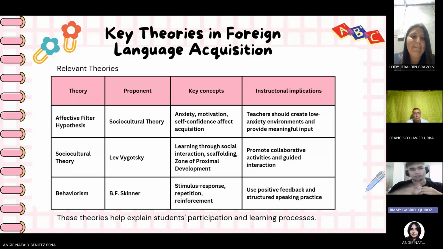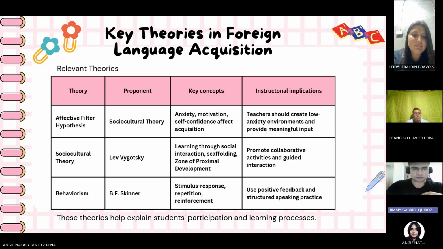Thank you. Here I'm going to talk about the key theories in language learning. First, we have the affective filter hypothesis. Basically, this means that emotions like anxiety or low confidence can make it harder for a student to participate. So it is really important for teachers to create a comfortable environment where students feel relaxed.